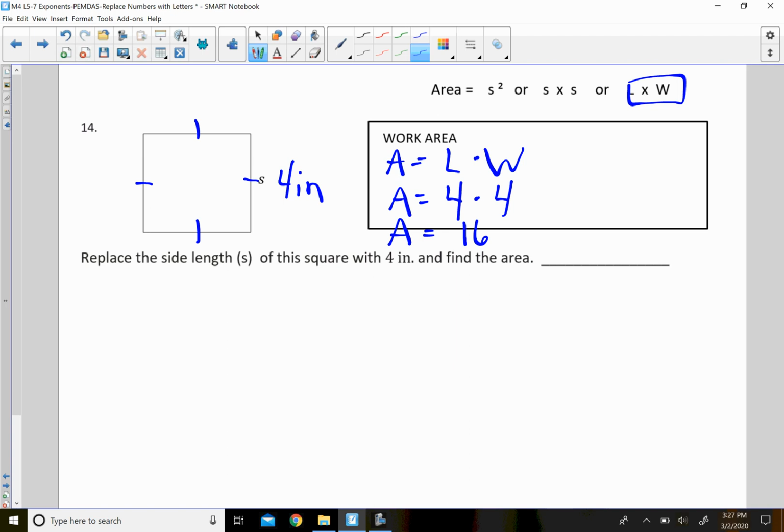And again, area, like the area of my floor, it's square tiles, 16 inches squared. So area is 16 square inches or inches squared. Okay, so area is length times width for a rectangle and a square.